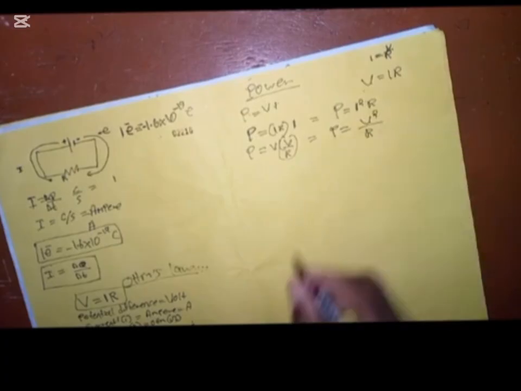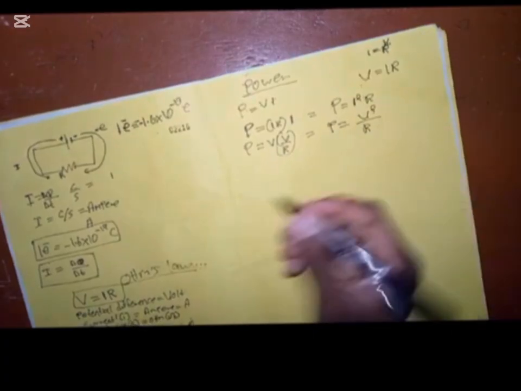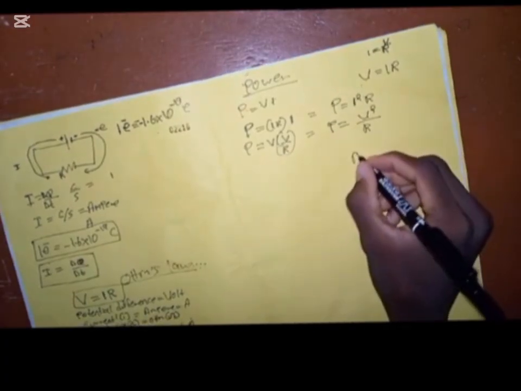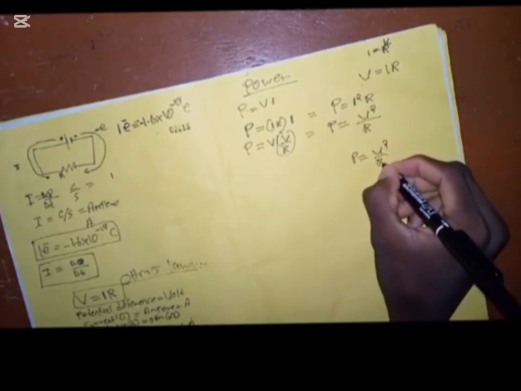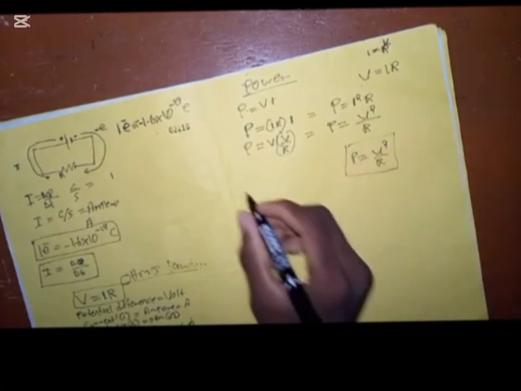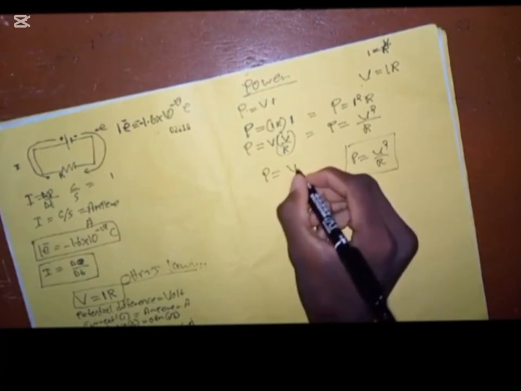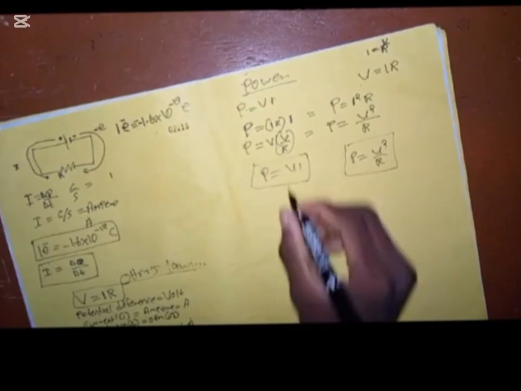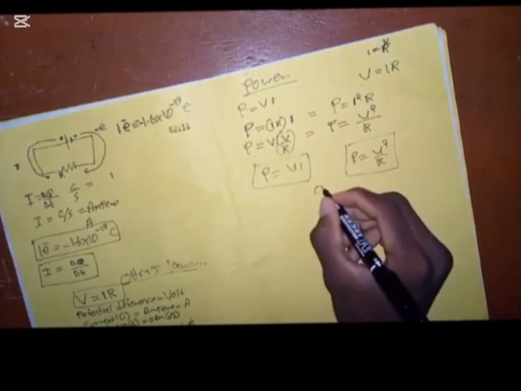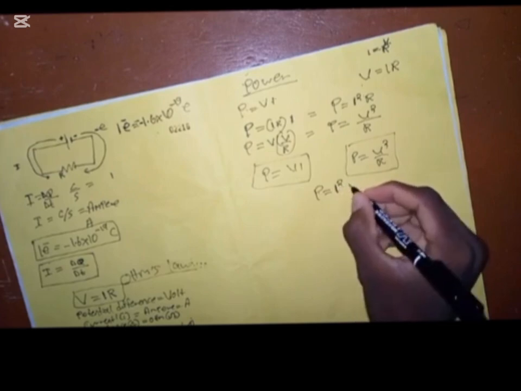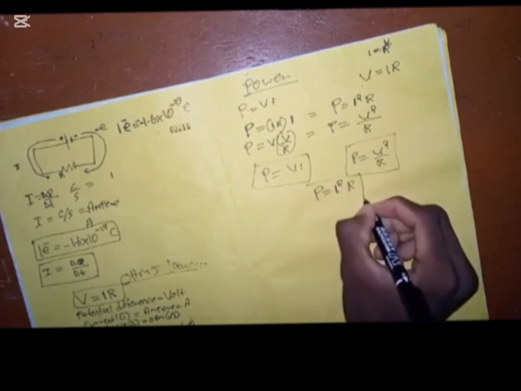So keep these equations in mind: P equals VI, P equals V squared over R, and the next equation, P equals I squared times R. These equations are the most important for calculations and problems.